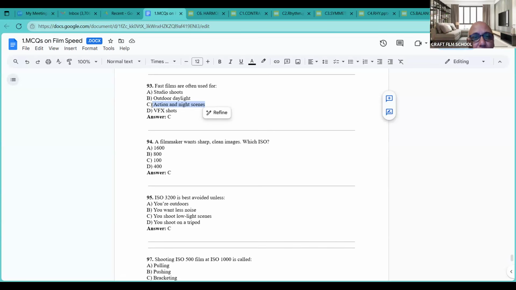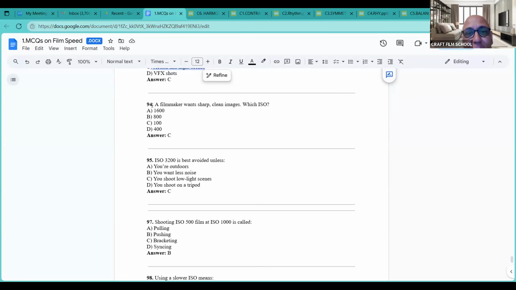ASA. A filmmaker wants a sharp, clean image, which means ISO again with fine grain. Fine grain means whatever fine grain is available. Here it is 100 ASA. So 100 ASA is the fine grain film we need.